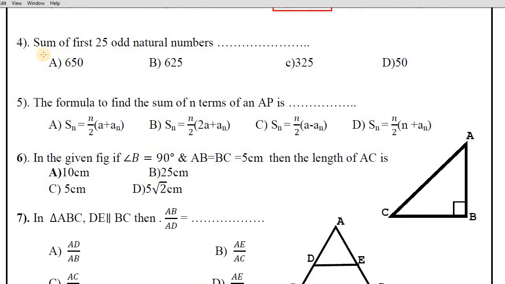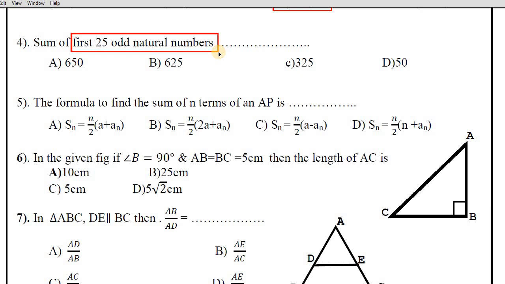Question number 4, children. Sum of first 25 odd natural numbers. Read the question once again. We want to find the sum of 25 odd natural numbers. So first you want to write an AP of odd numbers. So you write it as 1, 3, 5, and so on.